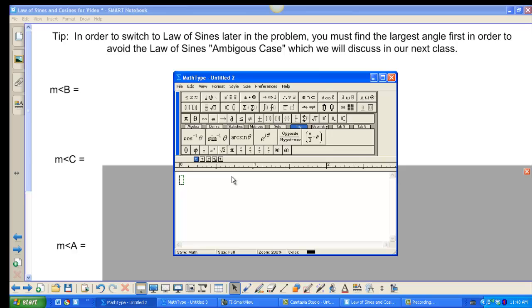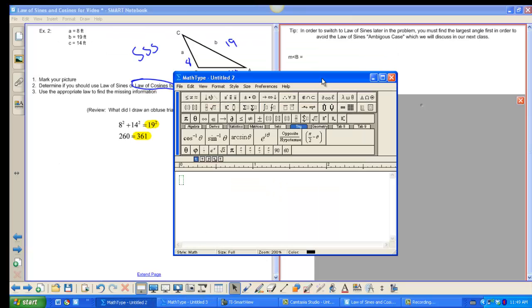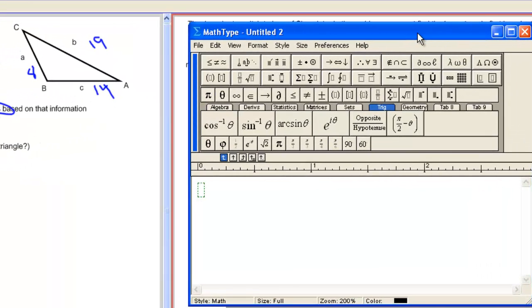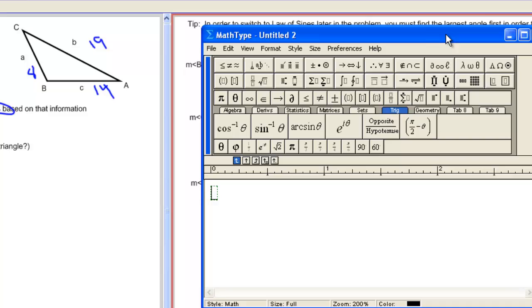Okay, let's talk about angle B for just a minute. I'm going to pull up my math type and split this screen. If I look at my picture here, here is how I remember it. I want to find angle B first. We want to find angle B. It's the largest angle because 19 is the largest side, and the largest angle has to be opposite the largest side. So I'm going to start with 19 squared. That's how I remember it.